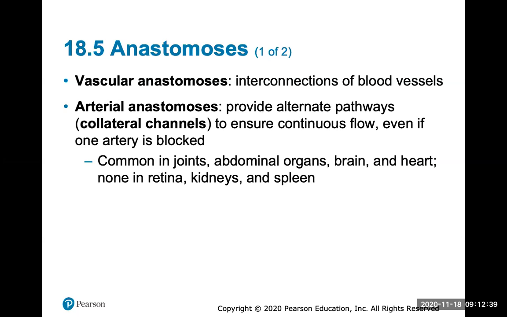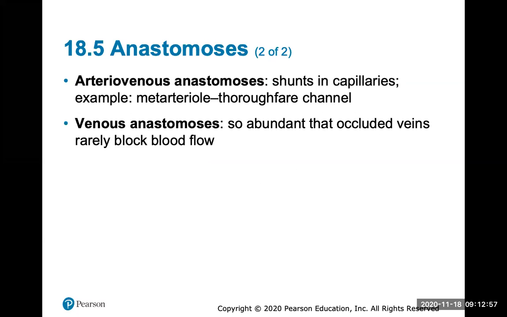Vascular anastomoses are interconnections of blood vessels. Arterial anastomoses provide alternate pathways to ensure continuous blood flow, even if one artery is blocked. And this will be very common in your joints and your abdominal organs, the heart, but there's none in the retina, kidneys, or spleen. Arteriovenous anastomoses will be shunts in capillaries, and venous anastomoses will be so abundant that occluded veins will rarely be blocked. And that's the end of this chapter.